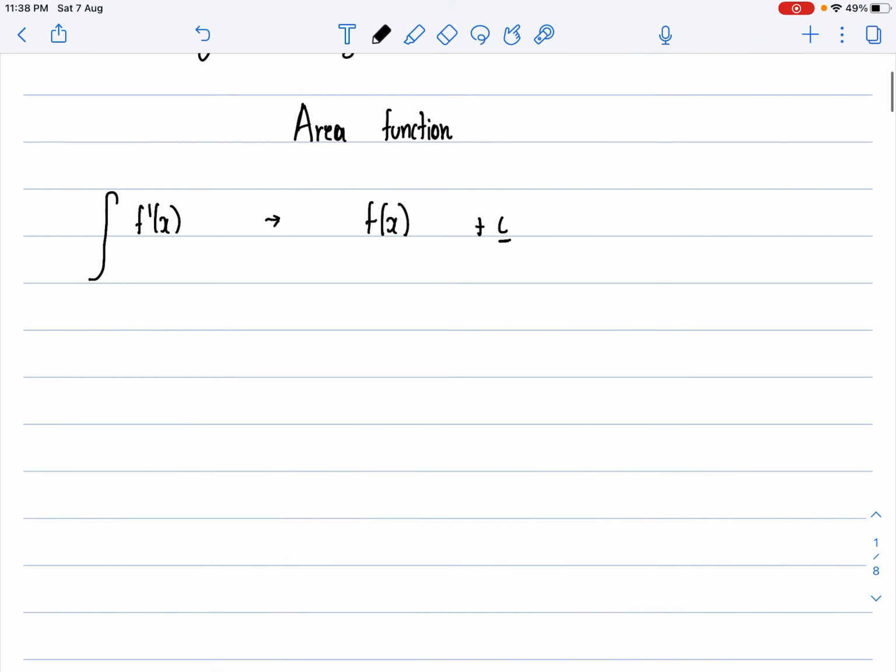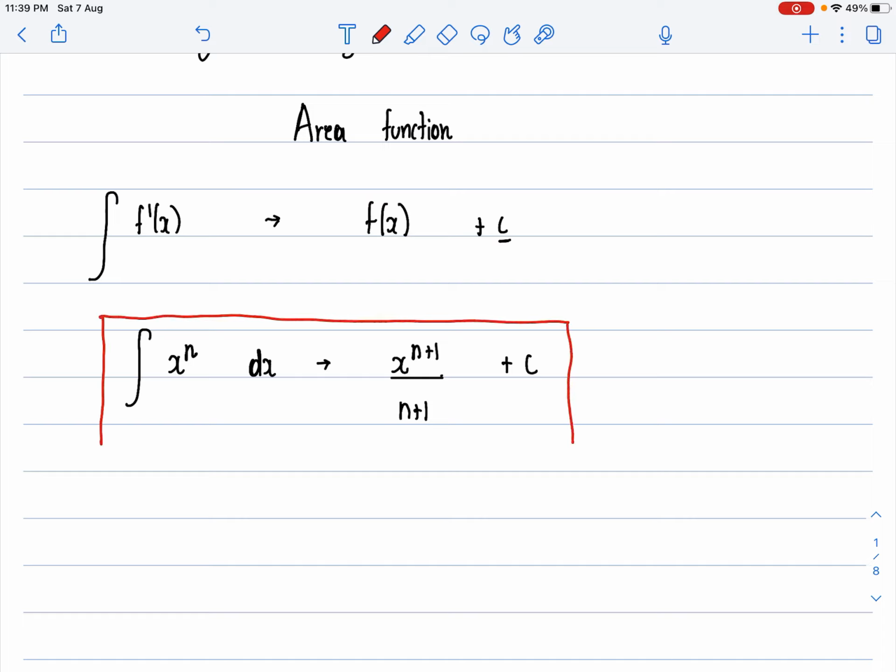So if I ask you the formula for integration, it's the integration of x raised to n, and there's a dx always. The answer is always x raised to n plus 1 divided by n plus 1, correct, plus c. This is the formula which you might also know from AS level.